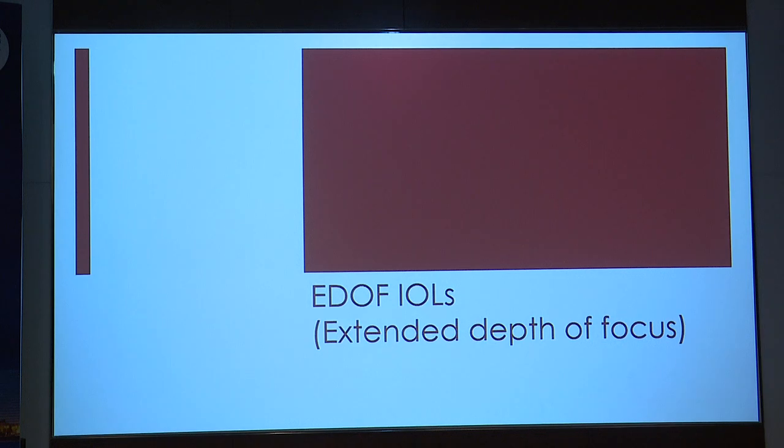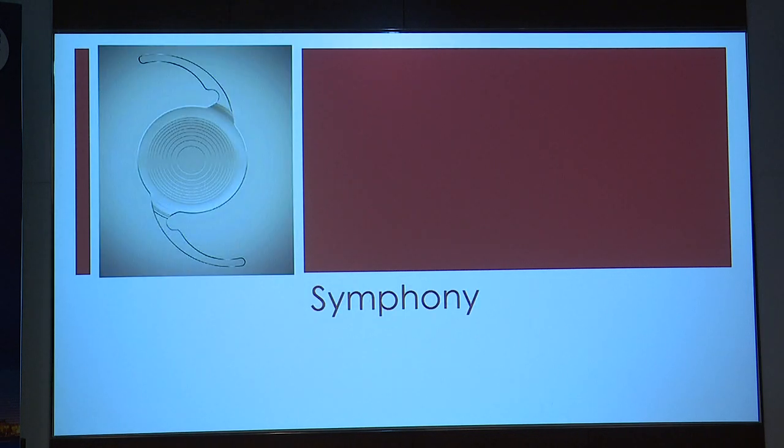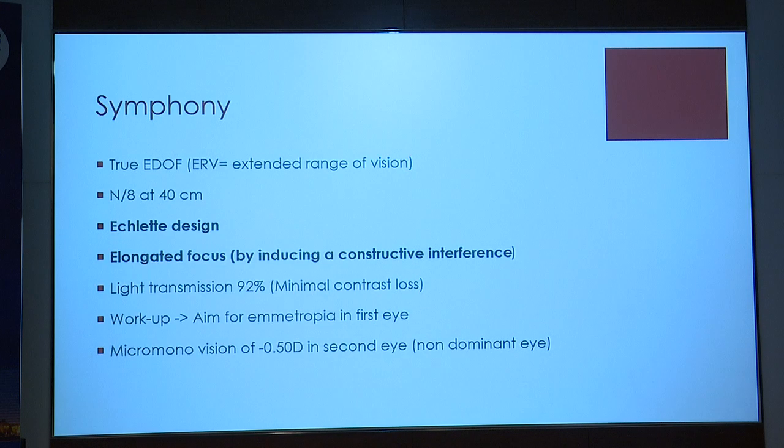There are a lot of lenses now available which are true EDOF lenses. But with all of them, there is that compromise. You're going to get your N6 by leaving the patient -0.5 or -0.75. Symphony, the oldest lens, by virtue of the J&J material, has got a lot of advantages.